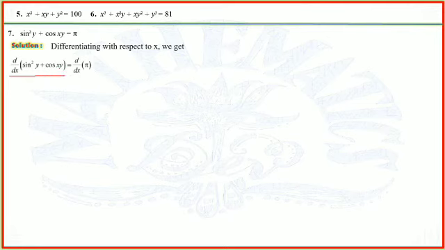Differentiating both sides with respect to x, we get d over dx, that is the differentiation of the left hand side, and then d over dx of pi is the differentiation of the right hand side. So d over dx, distributing this d over dx inside, and the differentiation of the right hand side, pi is a constant, so its derivative is 0.